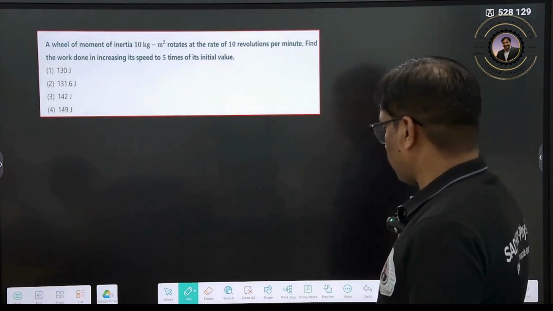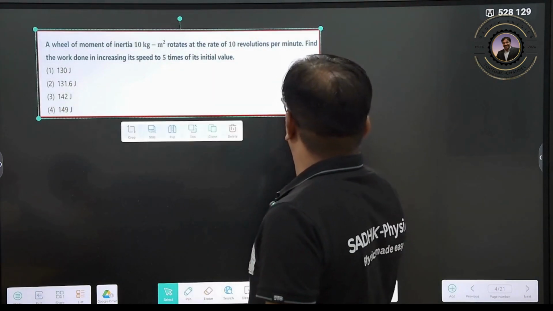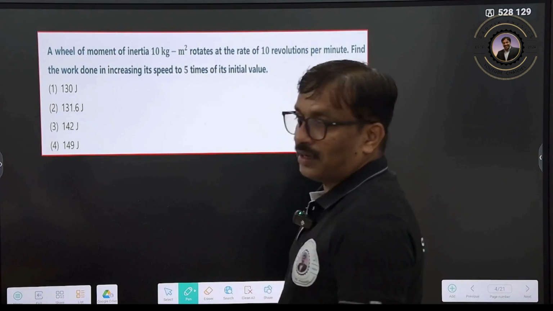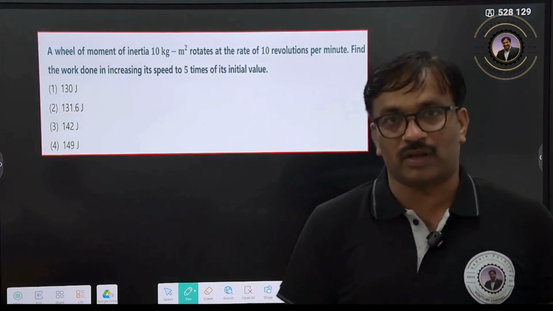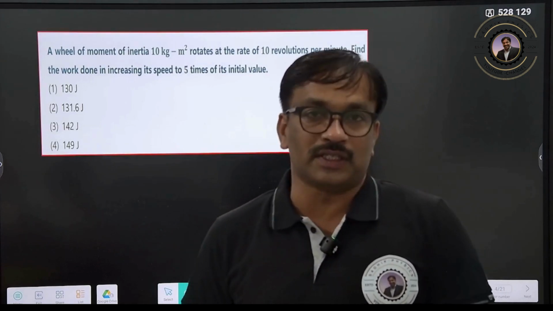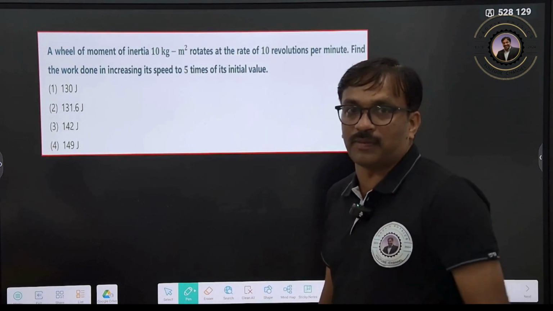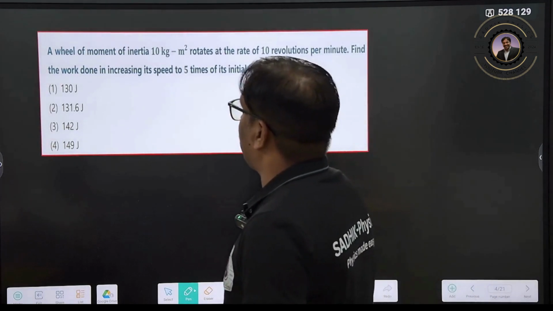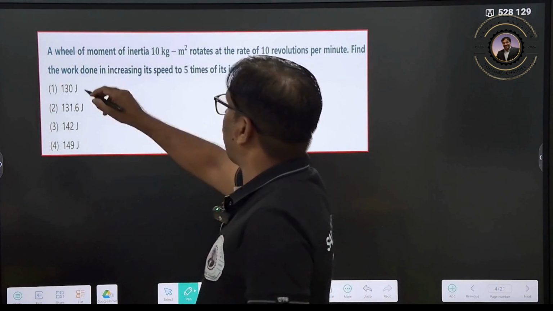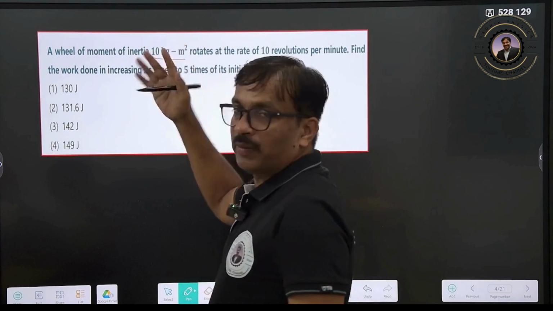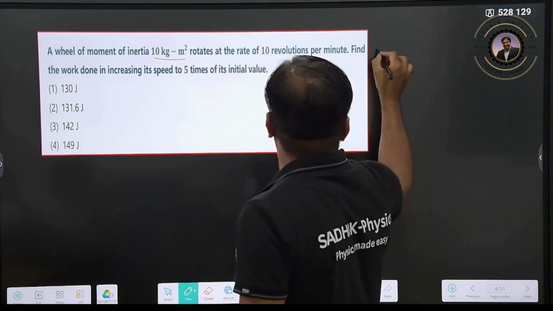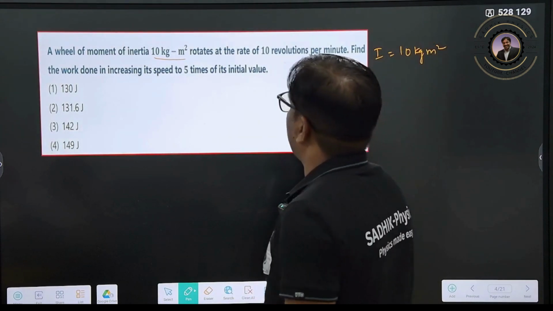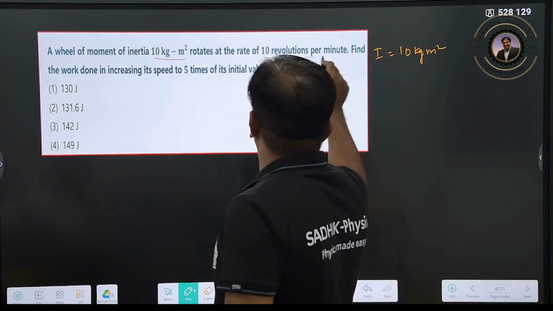Now we'll see one more question here. If you are able to solve the problems, then only you will be perfect in physics. So you need to understand the problems very clearly. Apply simple rules, that's all. Here the moment of inertia of the wheel is given, no need to calculate. How much is I? It is nothing but 10 kg meter square. Clear? It rotates at 10 revolutions per minute.